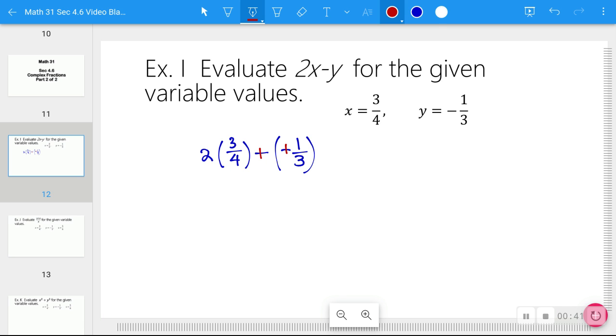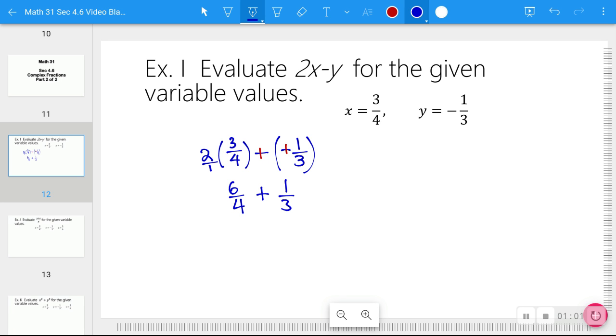Okay, so priority here is the multiplication. You got to get the multiplication done before the addition. So we're going to deal with the front half here, and that would be 2/1 times 3/4. So it would be 6/4. And I'll write down the rest of it here.